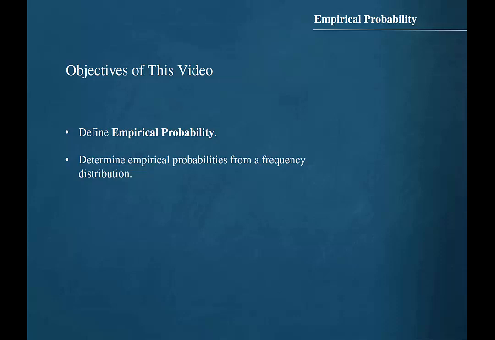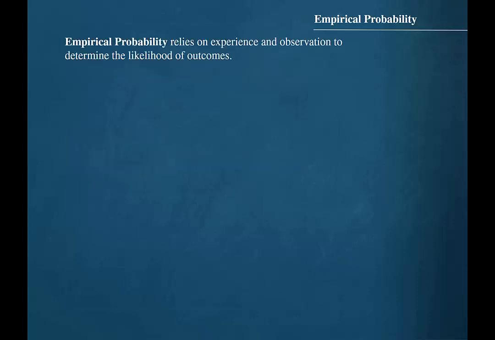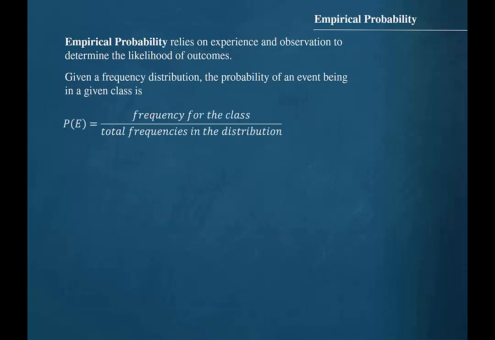The objectives for this video are to define empirical probability and to learn how to determine empirical probabilities from a frequency distribution. Empirical probability relies on experience and observation to determine the likelihood of outcomes. Given a frequency distribution, the probability of an event being in a given class is expressed as the probability that event E will occur is equal to the frequency for the class divided by the total frequencies in the distribution.